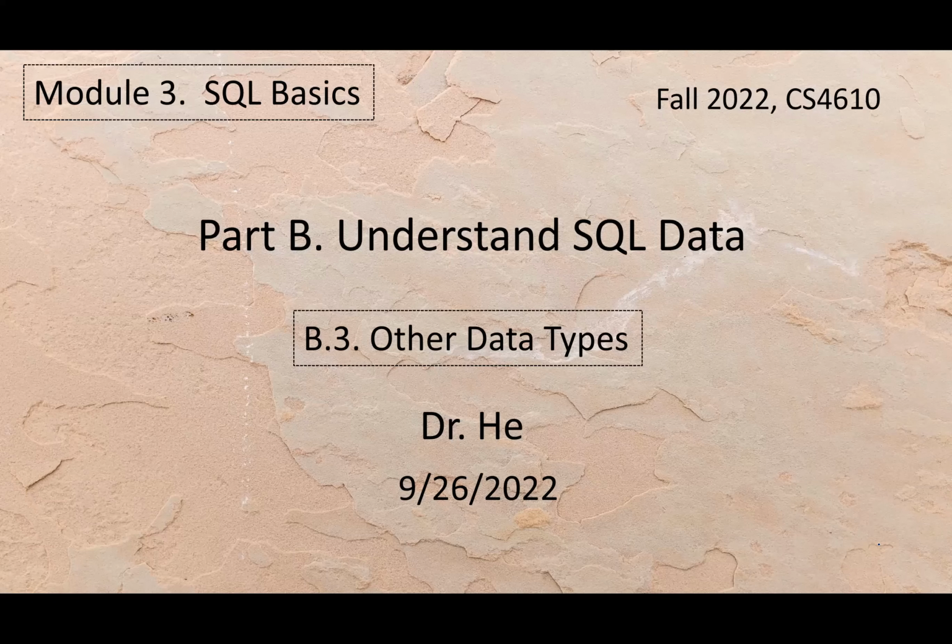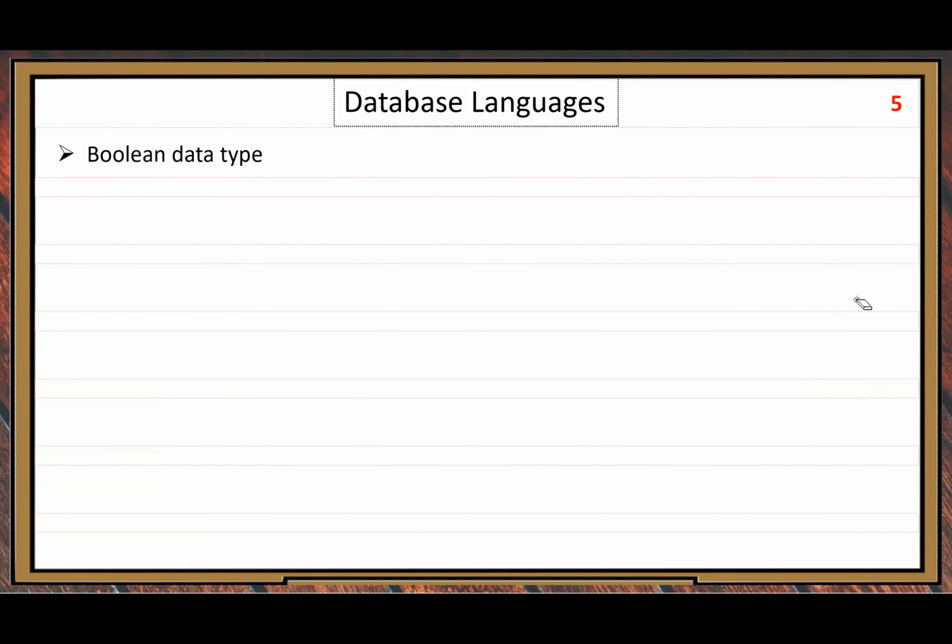B.3, other data types, other than numeric and string. Then we may have other data types. Why languages? It's not a language. The title is not right. Anyway, all right. So it should be other data types. The title should be other data types. All right, okay.